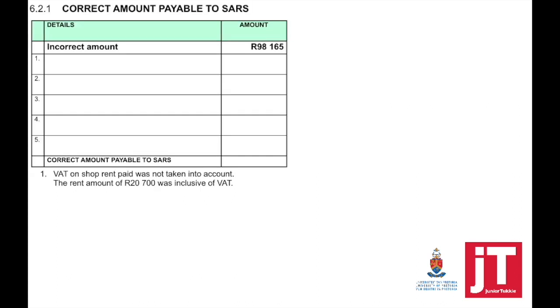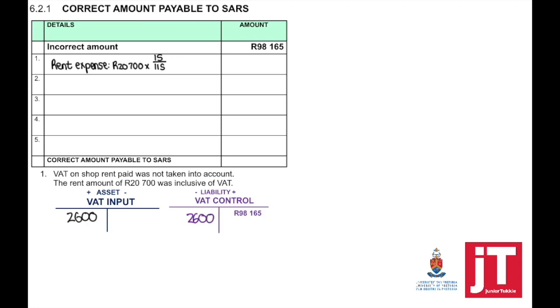Transaction number 1. VAT on shop rent was not taken into account. The rent amount of $20,700 was inclusive of that, meaning it's including VAT. So first, to work out the VAT amount, we say times 15 divided by 115. Now, rent expense means a payment was made. Therefore, VAT input will be debited, and if that input is debited, it means my VAT control account will be debited.